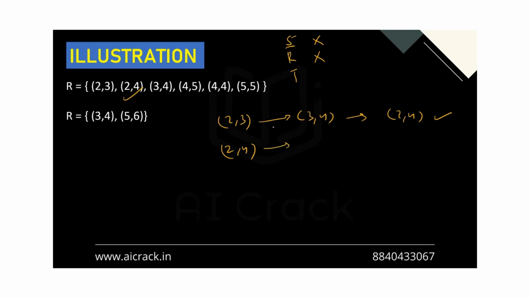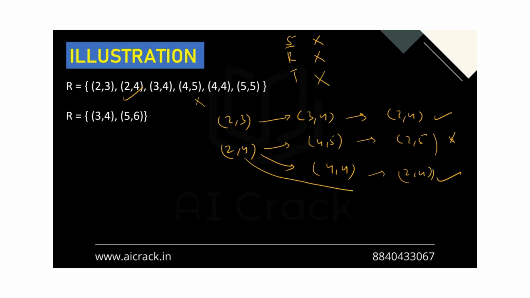What kind of pairs can we make? We can have two pairs over here. That is 4 comma 5 and 4 comma 4, right? Now in this case, do we have 2 comma 5? Do we have 2 comma 4? We do have 2 comma 4, right? But do we have 2 comma 5? There is no 2 comma 5 over here. So that's why this is also not transitive. So we have to check all the pairs over here.